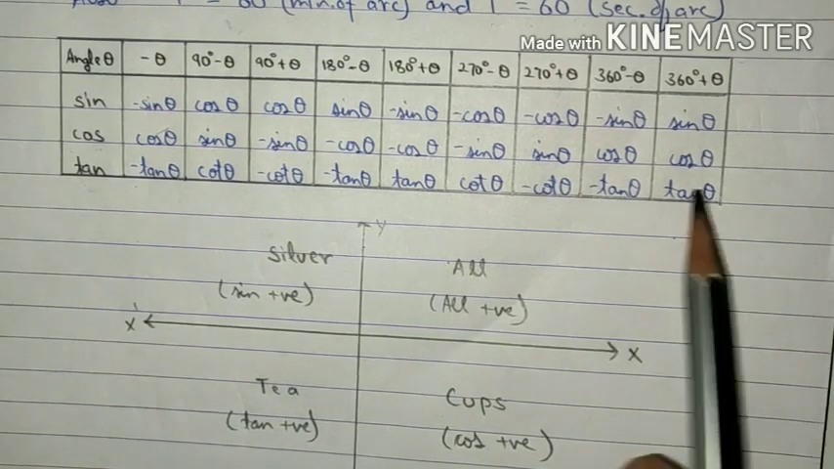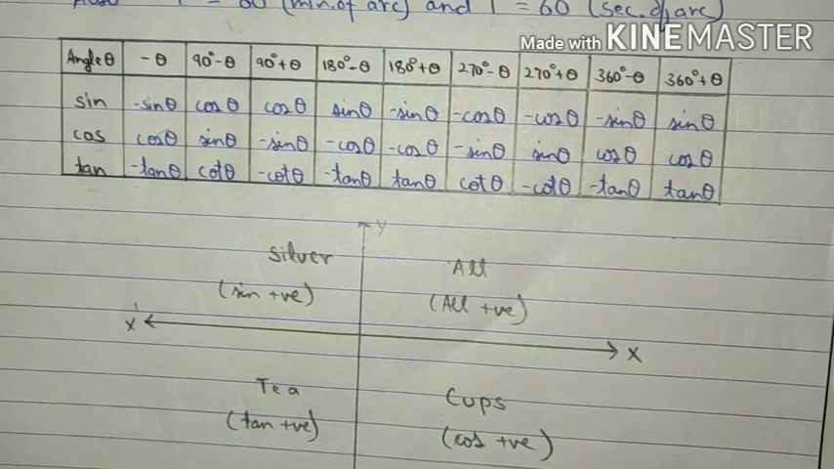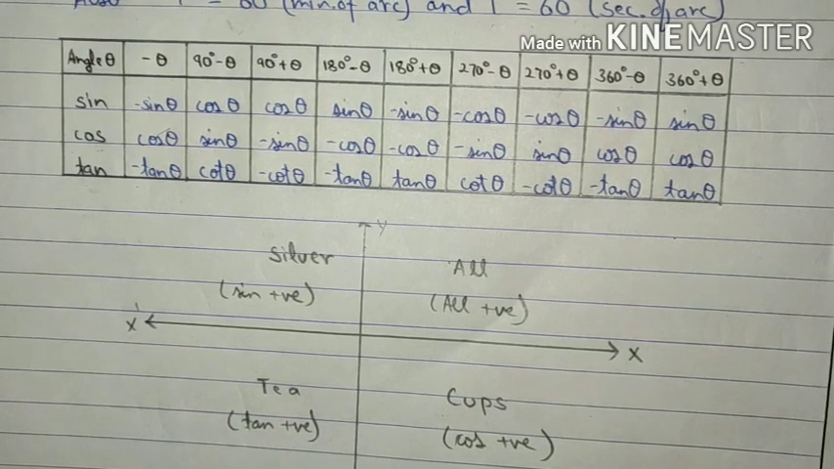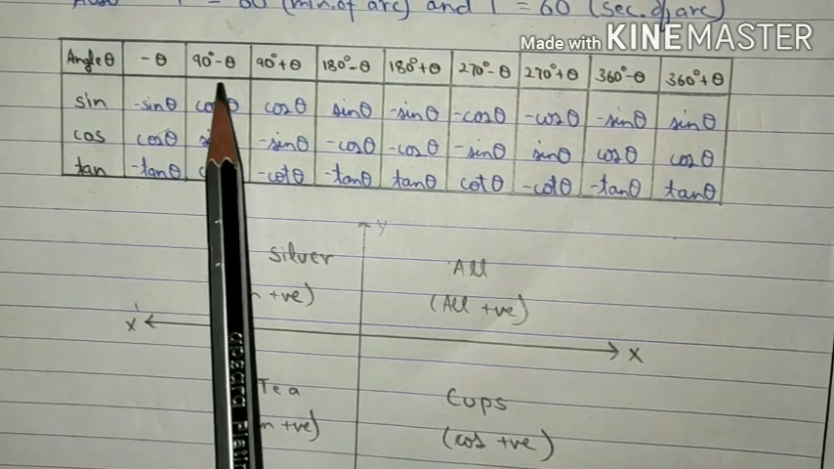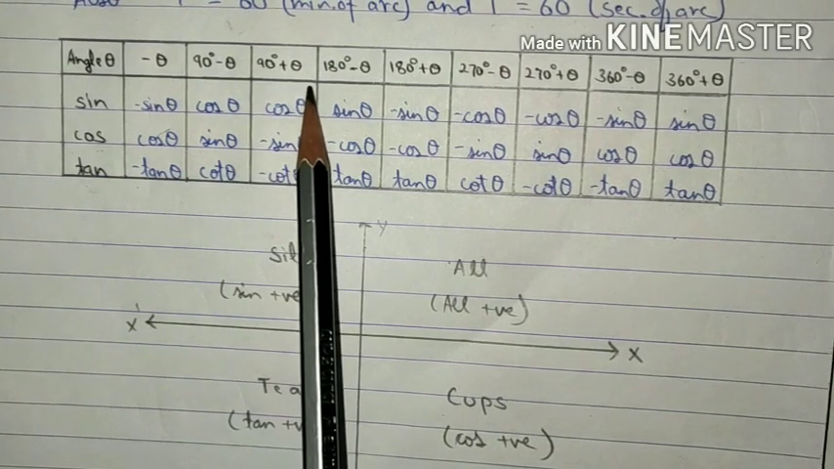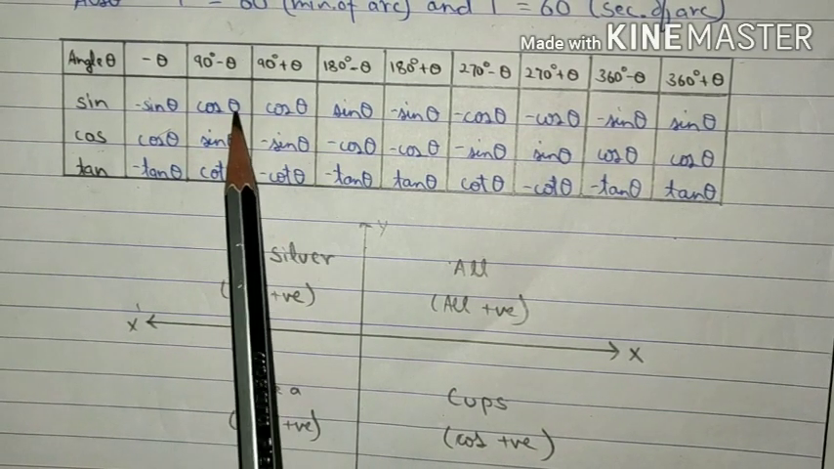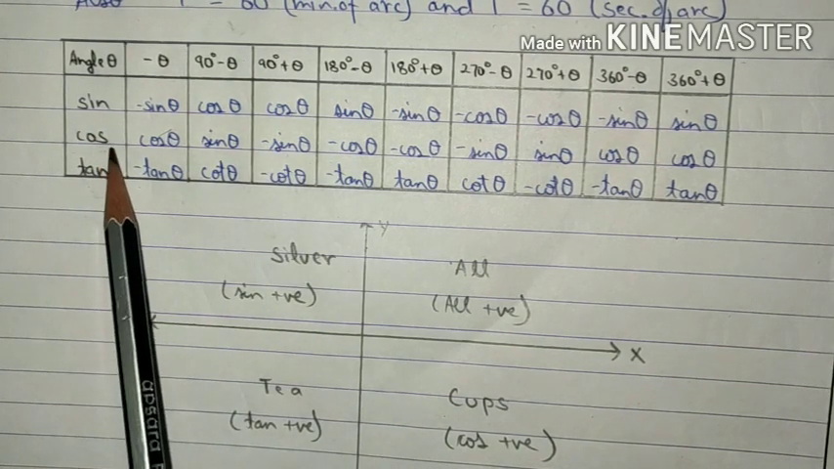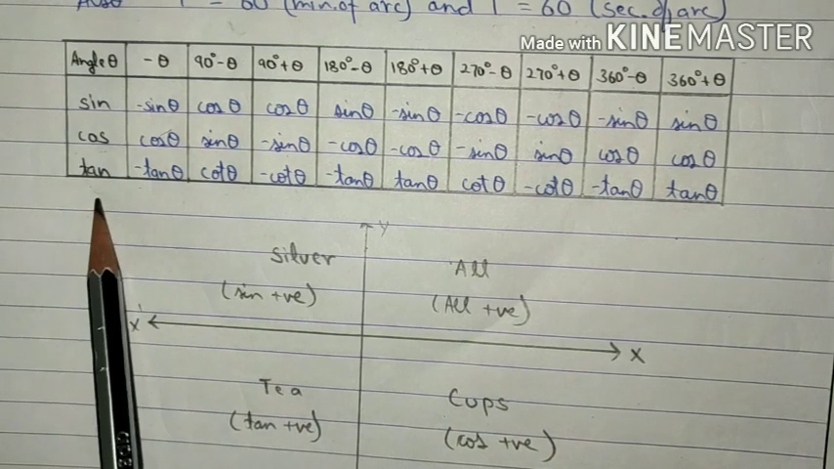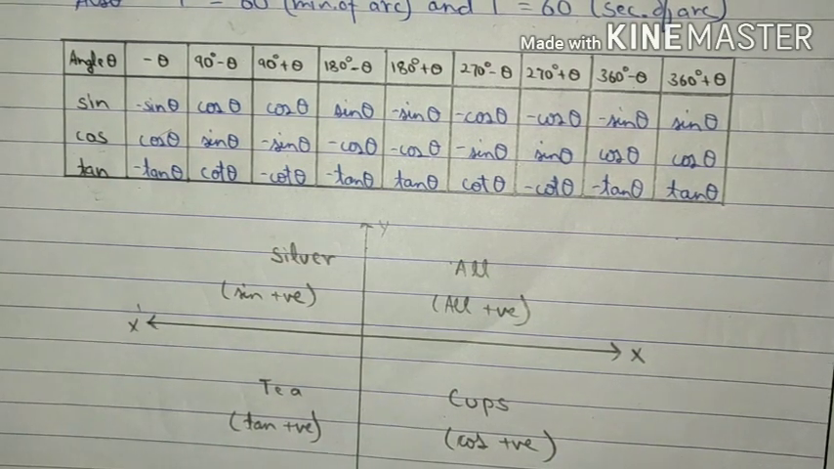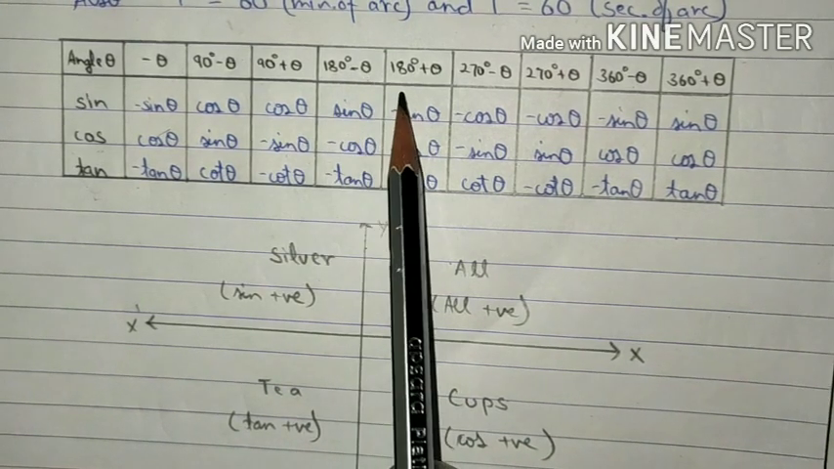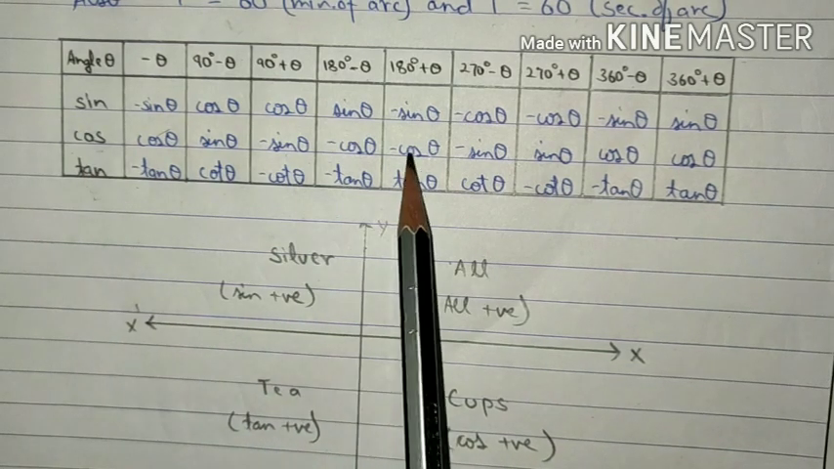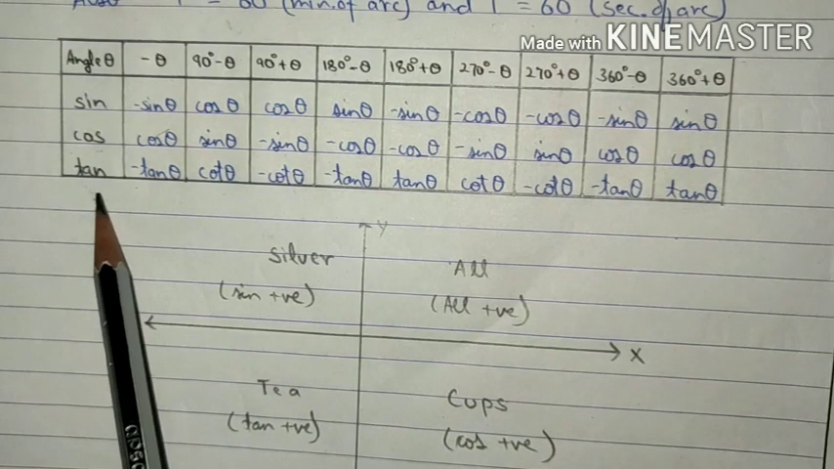Further, we can see other values also. Before that, I would like to tell you about a small pattern that we will be following over here. If you observe for both the values, that is 90 minus theta and 90 plus theta, we are getting cos values for sine theta, sine values for cos theta and cot values for tan theta. Similarly, if we have a look at the angles 180 degree minus theta and 180 degree plus theta, we are having sine values for sine angle, cos values for cos angle and tan values for tan angle.